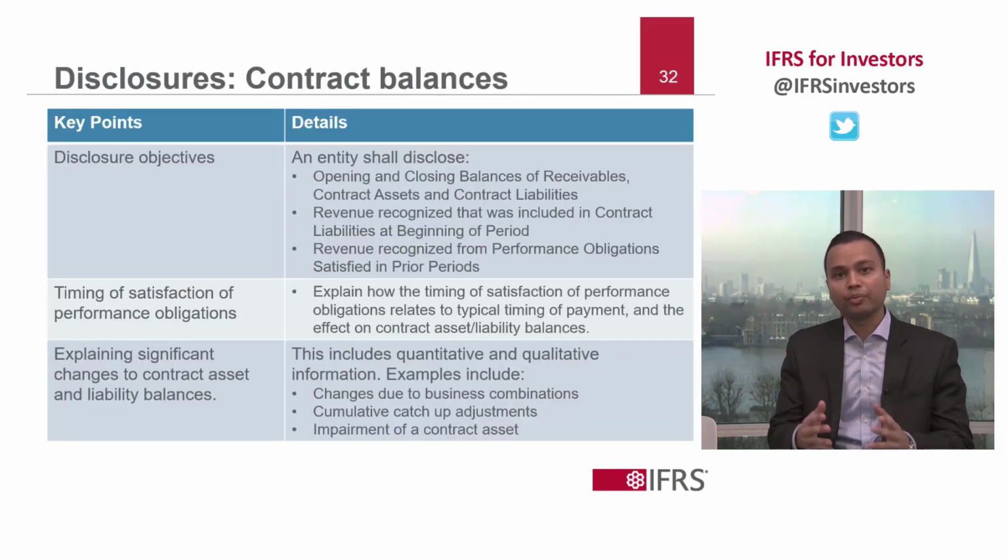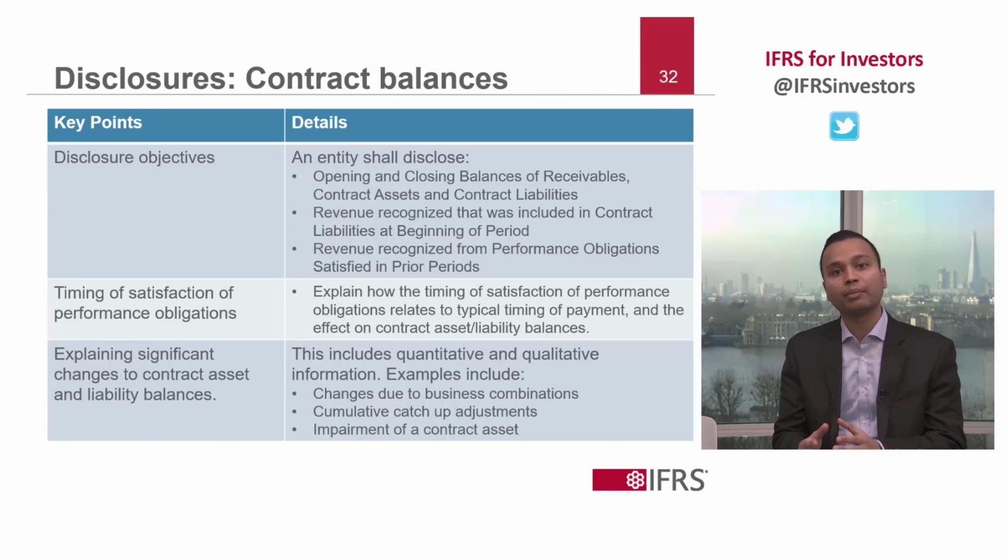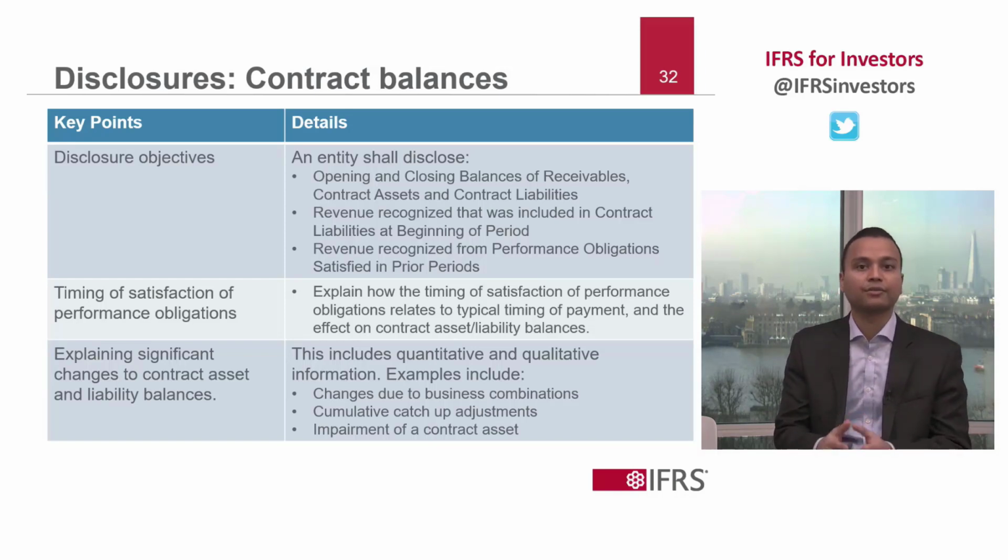Having covered the new presentation of balance sheet items related to revenues, we are now ready to examine disclosure requirements for contract balances. Analysts should note that companies will have to disclose the opening and closing balances of receivables, contract assets, and contract liabilities. They will have to disclose the amount of revenue recognized in the reporting period that relates to the amount included in the opening balance of contract liabilities, as well as disclose revenue recognized from performance obligations satisfied in prior periods.